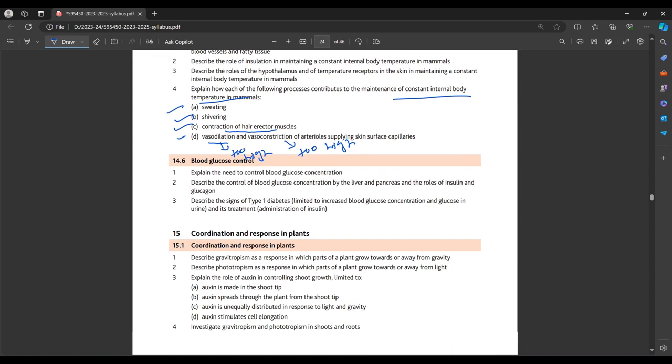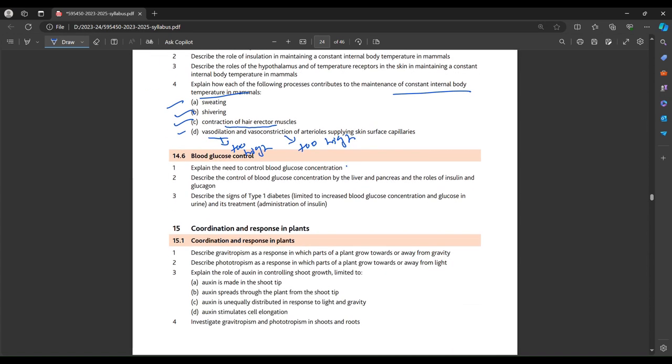Now, need to control blood glucose concentration: role of liver and pancreas. What happens? Insulin will be secreted, and insulin will convert the excess glucose into glycogen. Insulin is secreted by pancreas, and then the glycogen will be converted back by the hormone which is secreted by pancreas, and its name is glucagon.